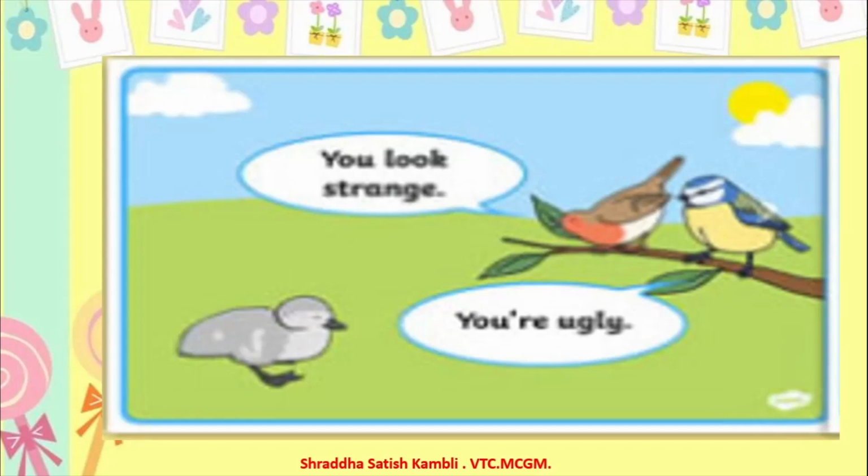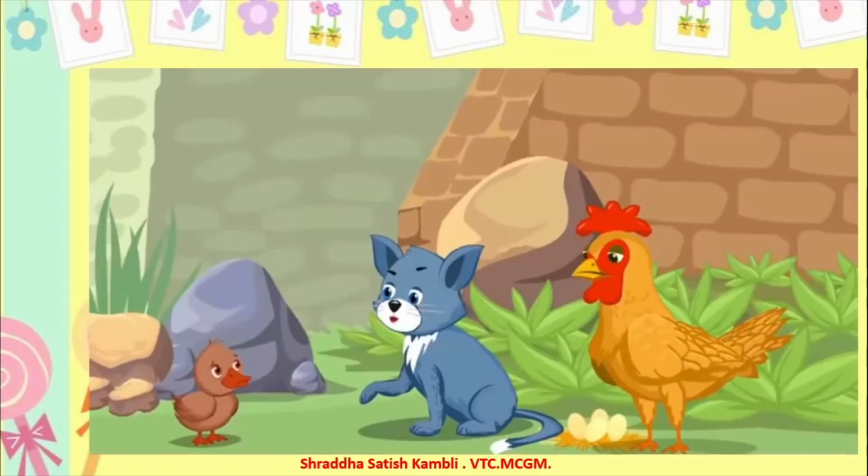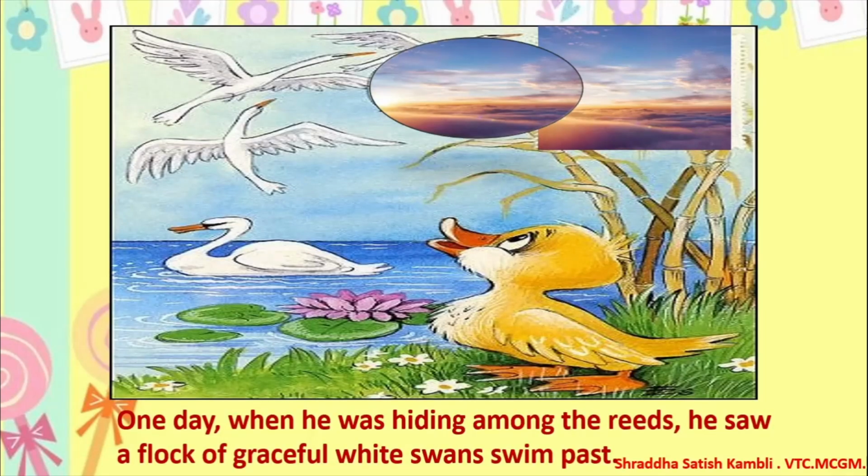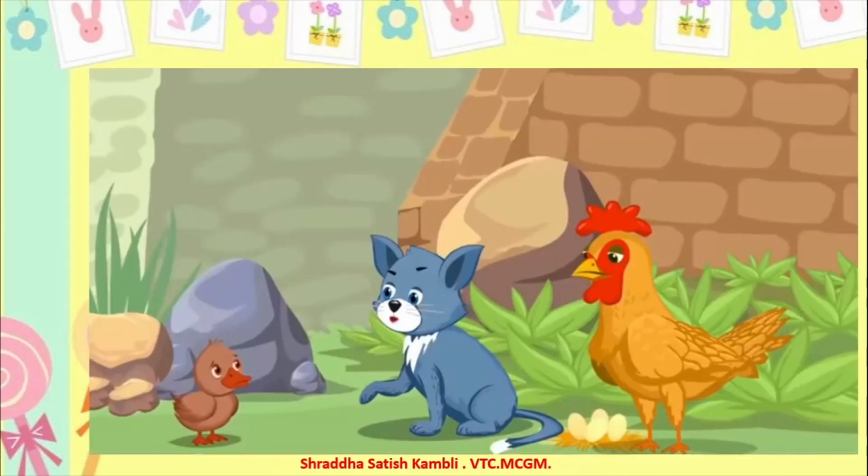And he was still worried because everyone was making fun of him. See, these birds are making fun of him, na? They're saying, you look strange, you're ugly. And they're making fun of him, they're teasing him. So our poor ugly duckling was very, very sad. Even though he was away from home, you can see here, the cat started scolding it. The cock started scolding it. So everyone was making fun of him, scolding him, troubling him. Okay? So our ugly duckling was still very, very sad.